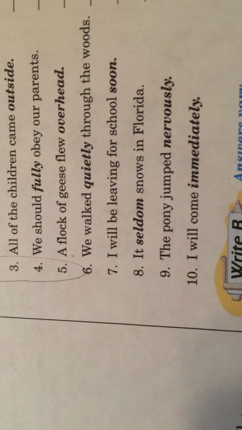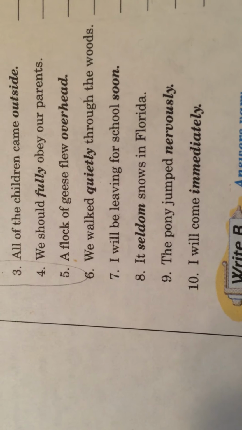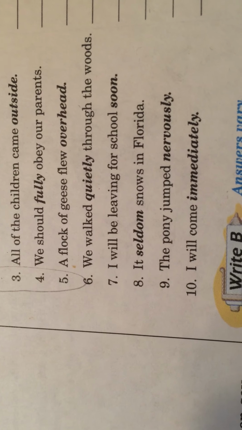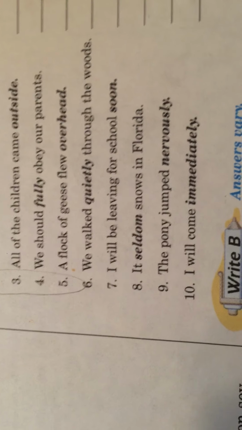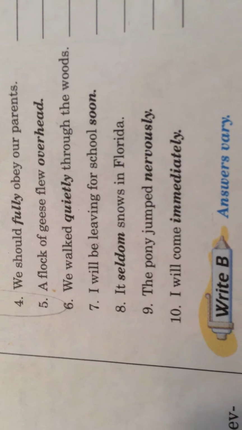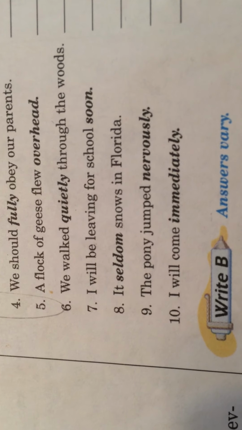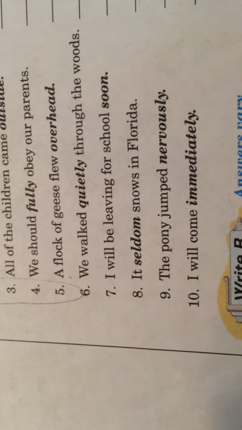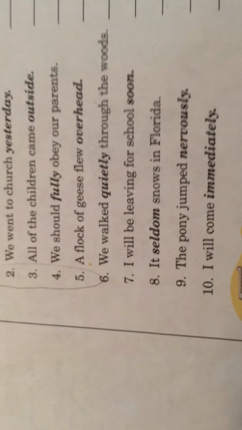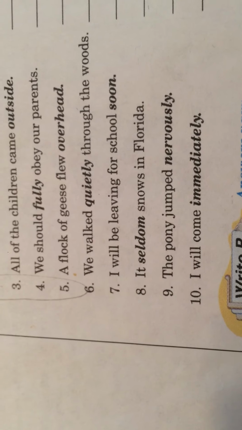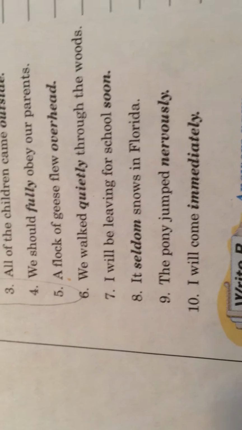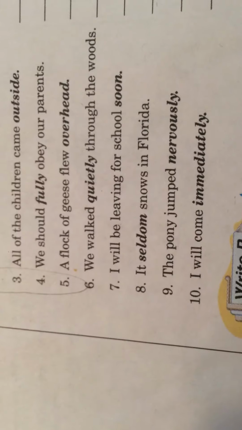Number 9, the pony jumped nervously. Okay, the verb is jumped, so the question that it answers is how did the pony jump? Nervously. So the question is how. And number 10, last one, I will come immediately. The subject is I, the verb is will come, and immediately, there's another ly just like nervously above. So which of the 5 questions does immediately answer about will come? When is the answer to that, okay?